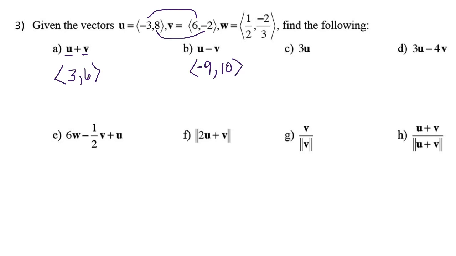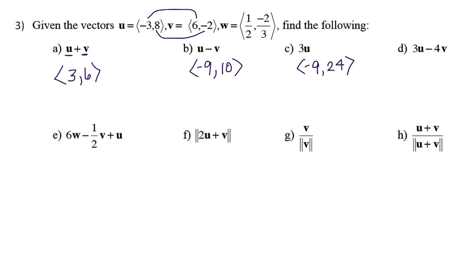And continuing on with this, 3 times u. Well, hopefully when you work those out, you're just saying 3 times each part of vector u. So you should have something that looks like negative 9, comma, 24. The biggest thing here is watch your signs and watch your notation. And so for part D, you're going to have to go through in a couple of steps, because you need to say 3 times u and then 4 times v and then subtract those. So let's write in those steps to make sure that we don't mess up here.